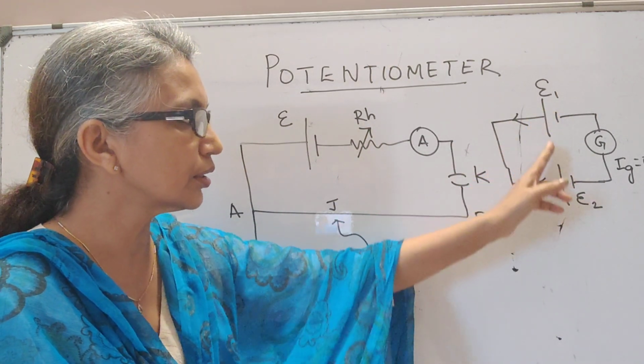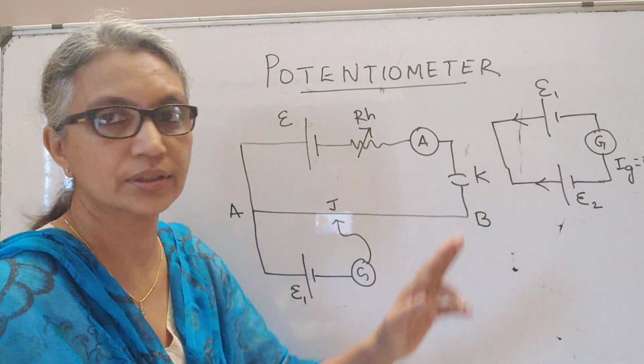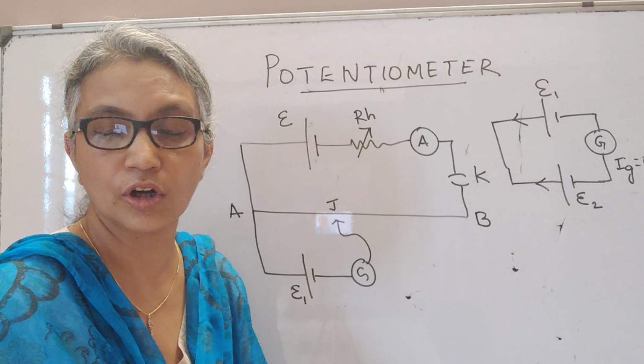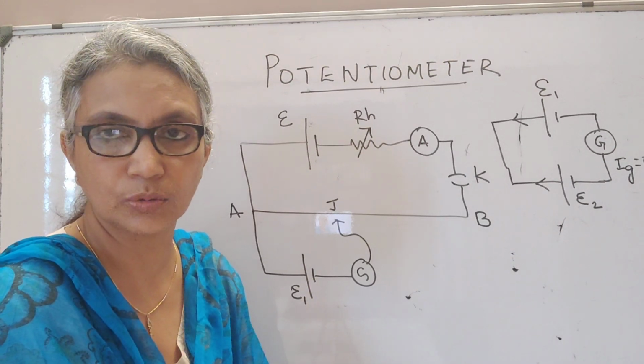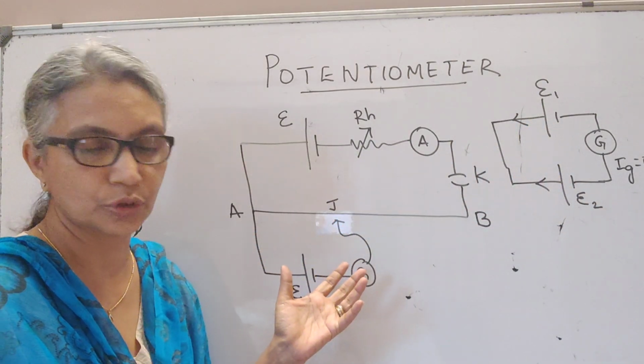So that is why, since both are connected with their positives like this, they send the same current through the circuit, and since the two currents are in opposite directions, the net current will be equal to 0. So this is what you need to understand when we discuss the potentiometer.